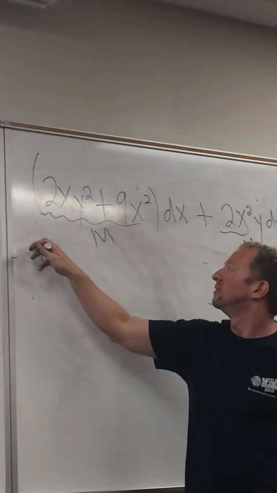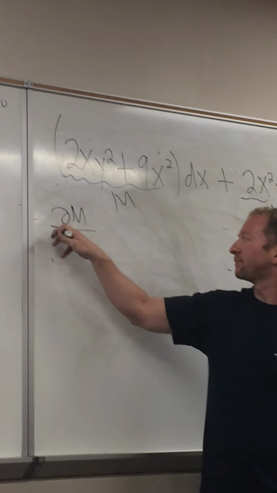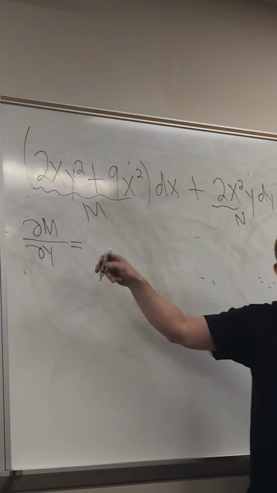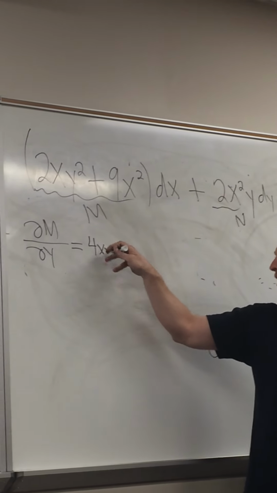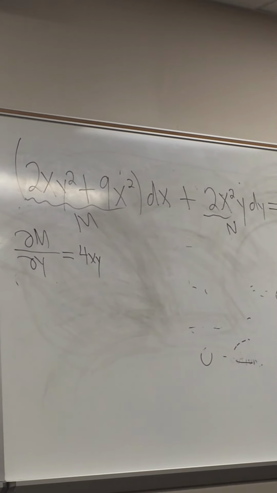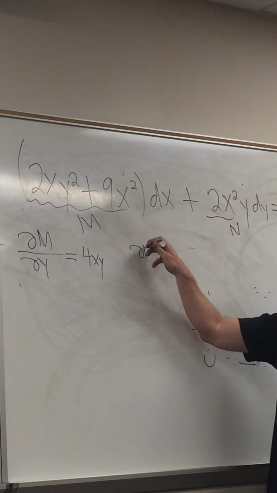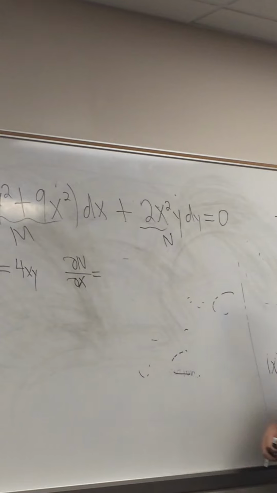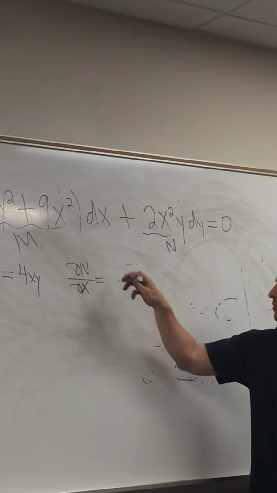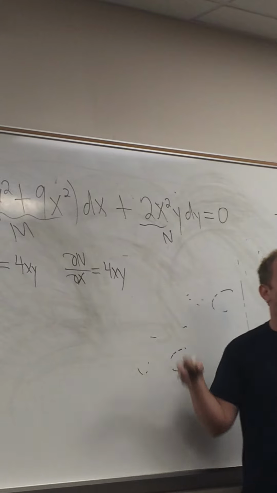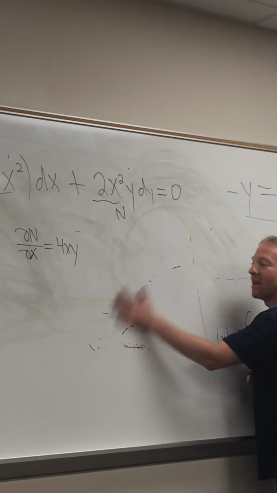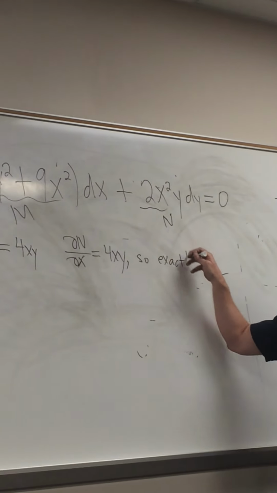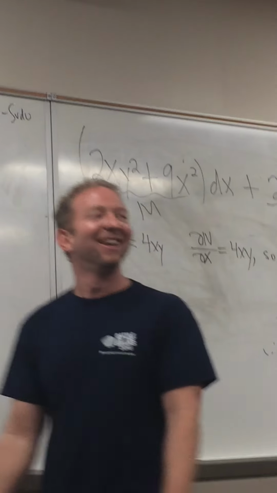So let's check. del N del y is equal to, is that going to be 4xy? 4xy. And then del N del x, is that 4xy again? Oh, we have to check again. What if we did it wrong? So in this case, it's exact. Fine. Now we can start the problem.